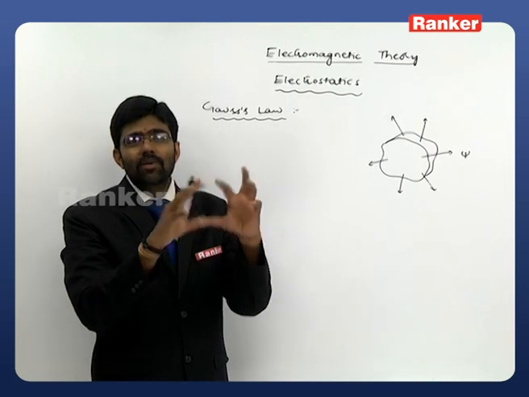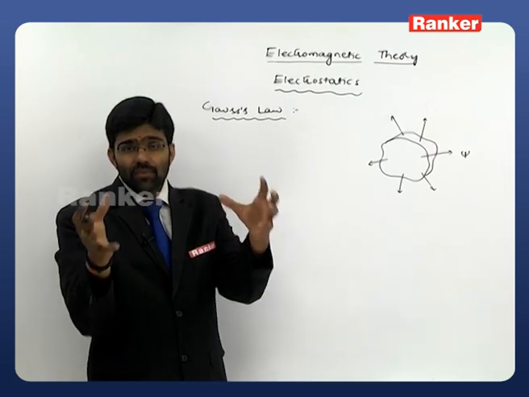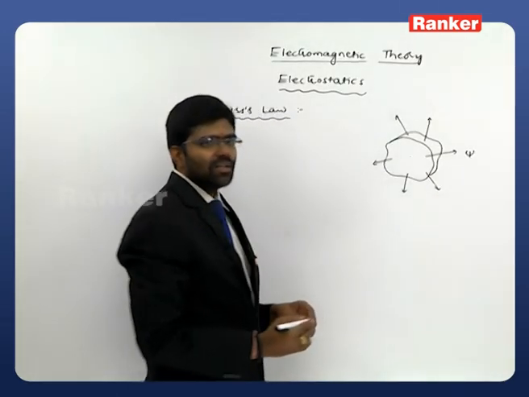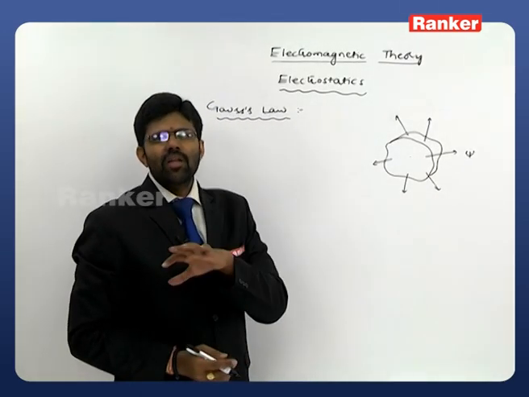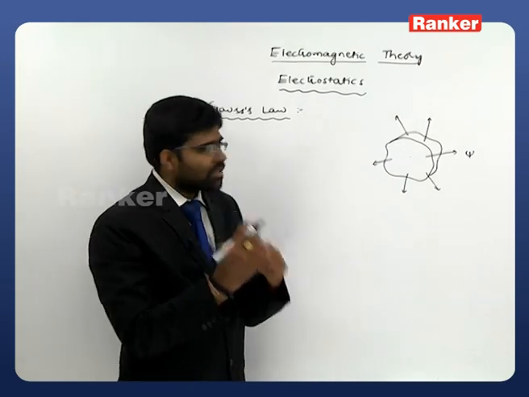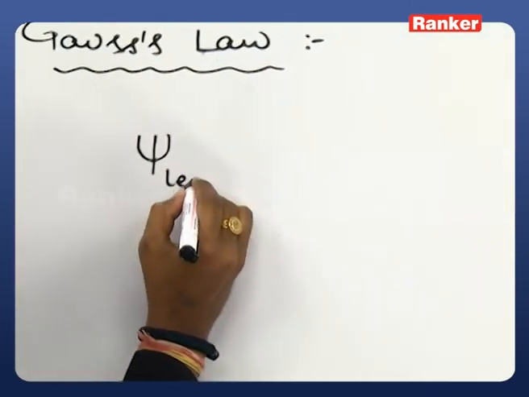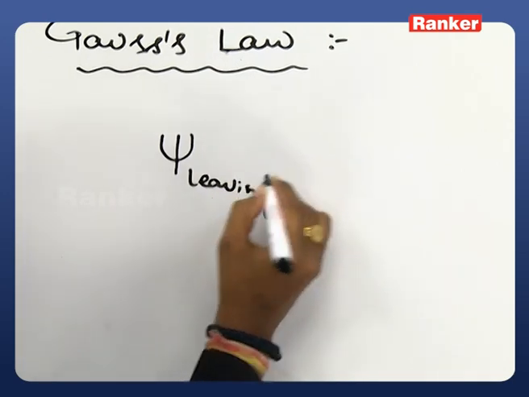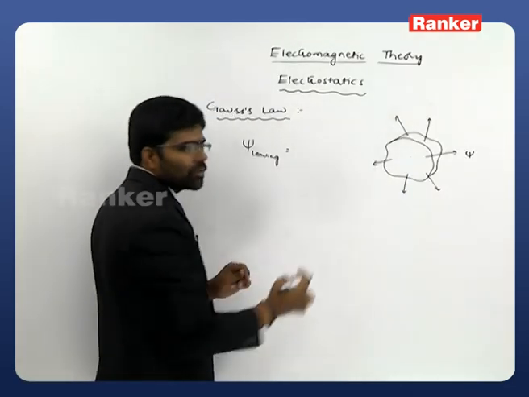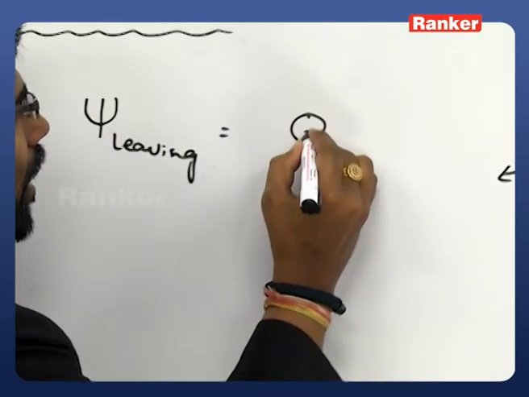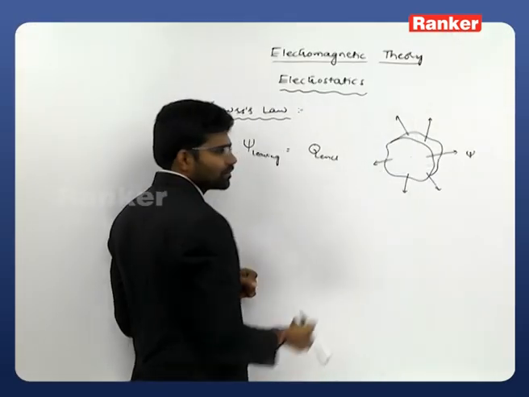That volume was formed by the closed surface. That flux is equal to the total charge enclosed within this particular volume. That is a very simple Gauss law. So in the notation, how to write down that one? The total flux leaving through the surface of the closed volume that we have is equal to the total charge enclosed.